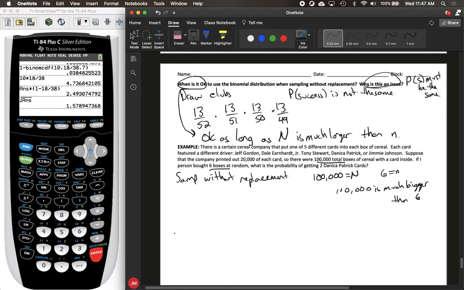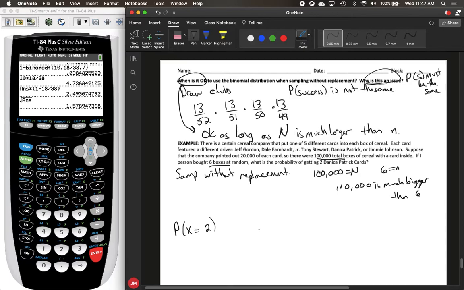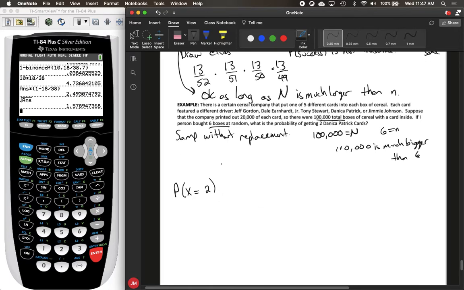So what we want to find is what is the probability that they get 2 Danica Patrick cards in 6 boxes. Well, let's first think about what is the probability that they get a Danica Patrick card. That's going to be the probability that they get 1 out of the 5 different drivers. So there are 5 different drivers, so our probability of success is 1 out of 5. Now there are 5 different cards in each box, so there's going to be 30 different cards that we're going to be looking at. So n is going to be equal to 30. And we want to know what is the probability that we get 2 Danica Patrick cards, so that's going to be that x is equal to 2.